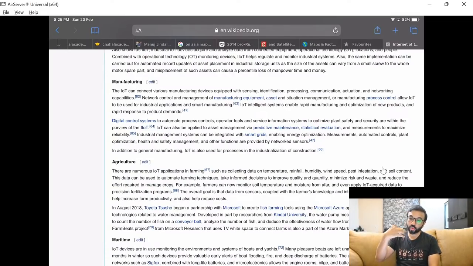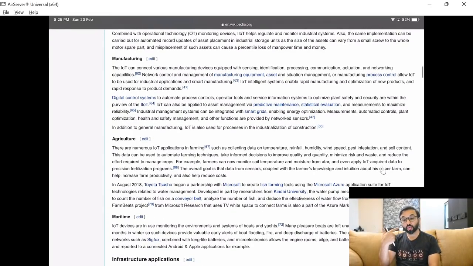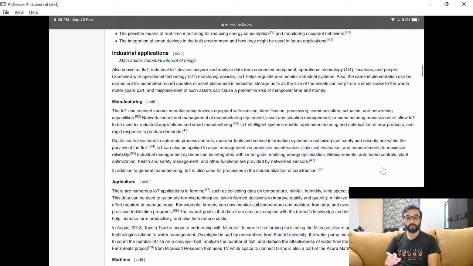Remember, UPSC asks you either about what the technology is or application of technology. So they might ask you whether it can be used in agriculture, whether it can be used in maritime, manufacturing, etc. All right. So this is the kind of way you have to study about UPSC.